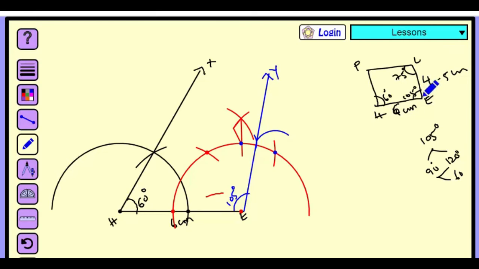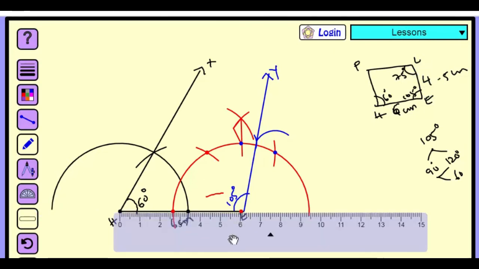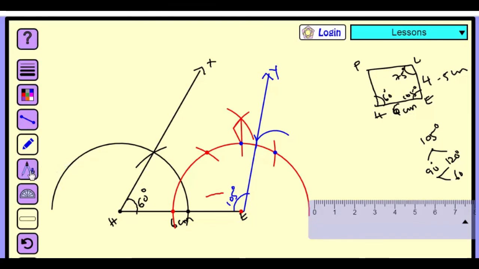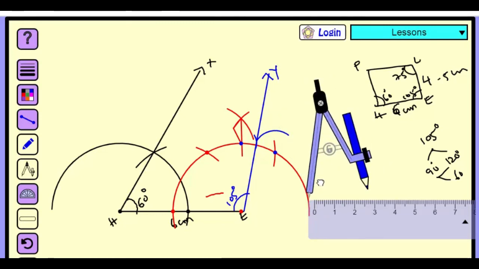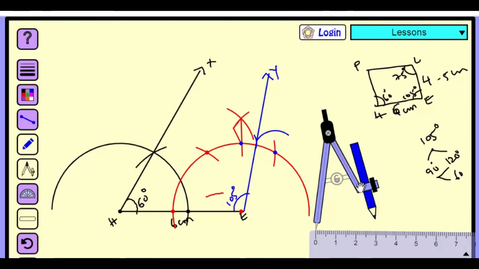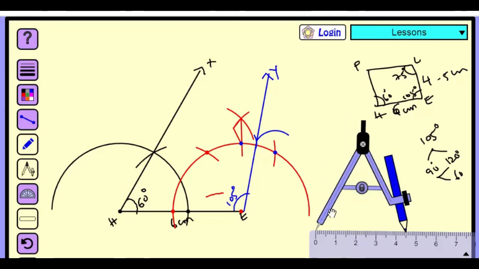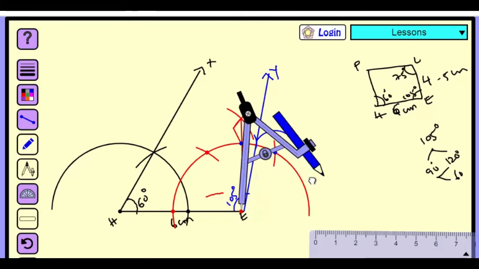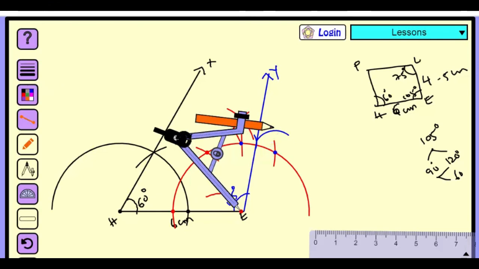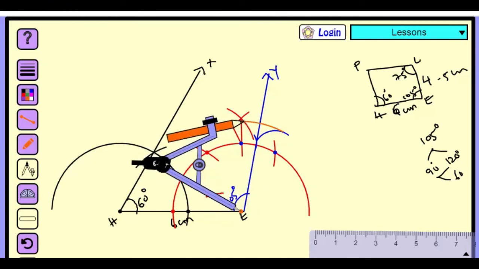Now we are constructing the next angle at L, 75 degrees. Before that we need to locate the point L. We know the length of EL is 4.5 centimeters. Now take the compass radius as 4.5 centimeters with the help of compass and ruler. With E as center, draw an arc which cuts the previous arc at point L. Now here we got the point L. Now write the length of EL is 4.5 centimeters.